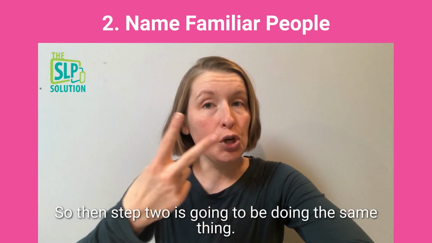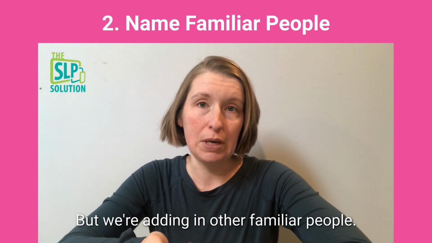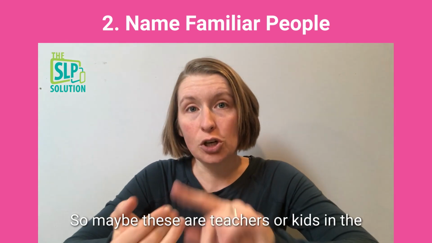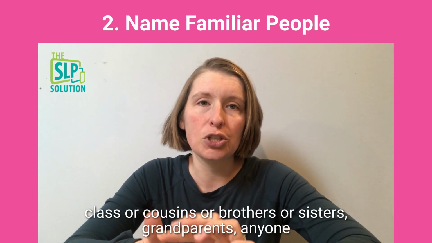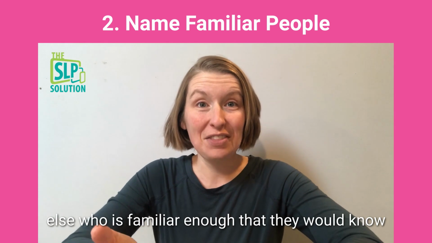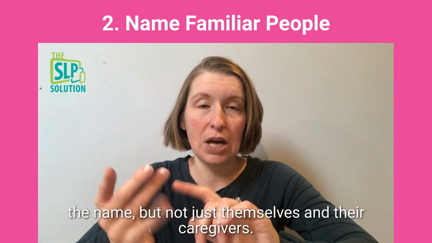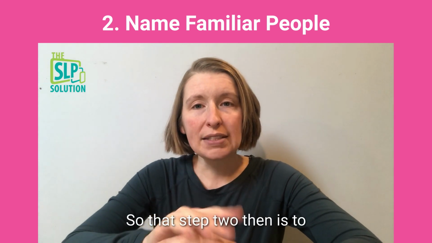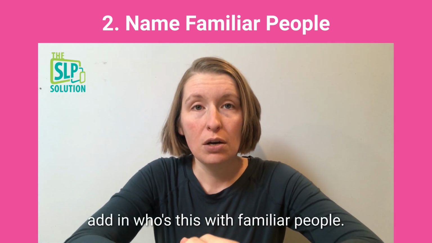So then step two is going to be doing the same thing, but we're adding in other familiar people. So maybe these are teachers or kids in the class or cousins or brothers or sisters, grandparents, anyone else who is familiar enough that they would know the name, but not just themselves and their caregivers. So that's step two then, is to add in who's this with familiar people.